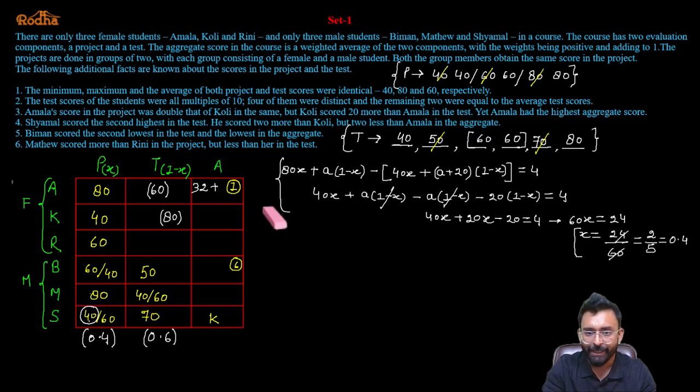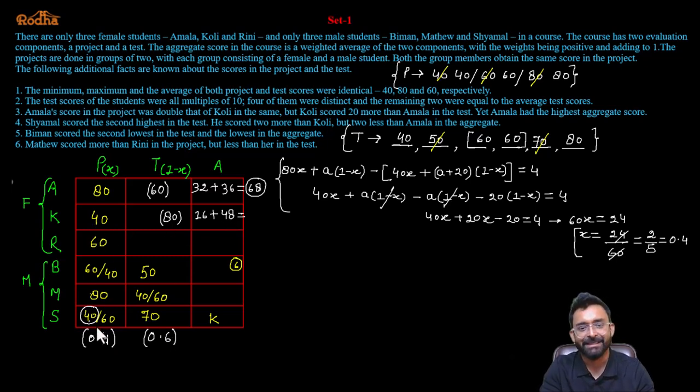Fine. And the other number is 60 into 0.6 is 36. So total score is 68. This is aggregate score of Amla. 40 into 0.4 is 16. And 80 into 0.6 is 48. Fine. 80 into 0.6 is 48. 40 into 0.4 is 16. Am I right? So that is 64. Exactly the difference we were looking for.